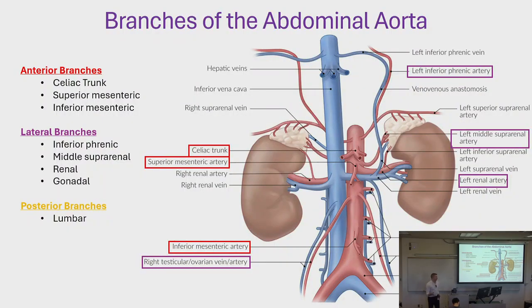This is listed as anterior, lateral, and posterior. This is the way it's listed in your embryo chapter as well. So there are different components that you need to know. But the anterior branches are the celiac trunk, SMA, and IMA. These are supplying your GI system.